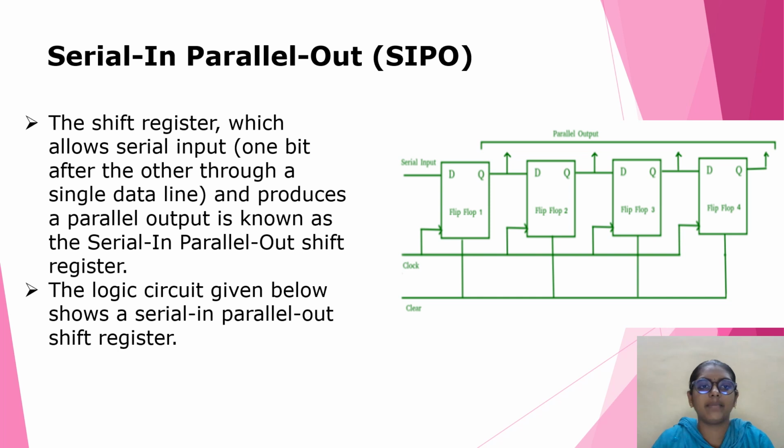Next, serial in, parallel out. The shift register which allows serial input, that is one bit after the other through a single data line and produces a parallel output, is known as the serial in, parallel out shift register. The logic circuit given below shows a serial in, parallel out shift register.